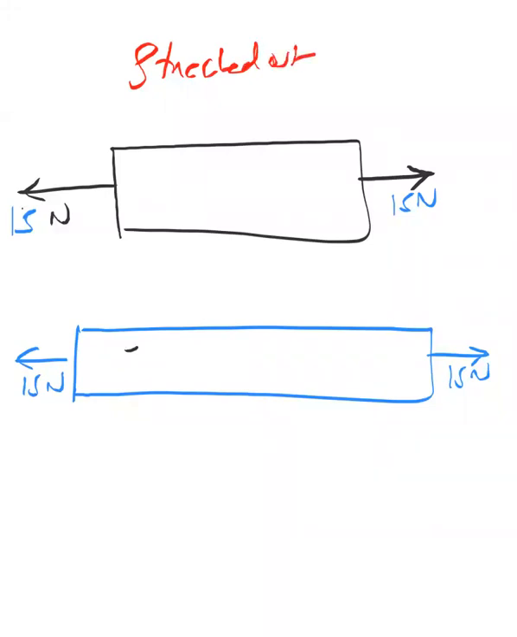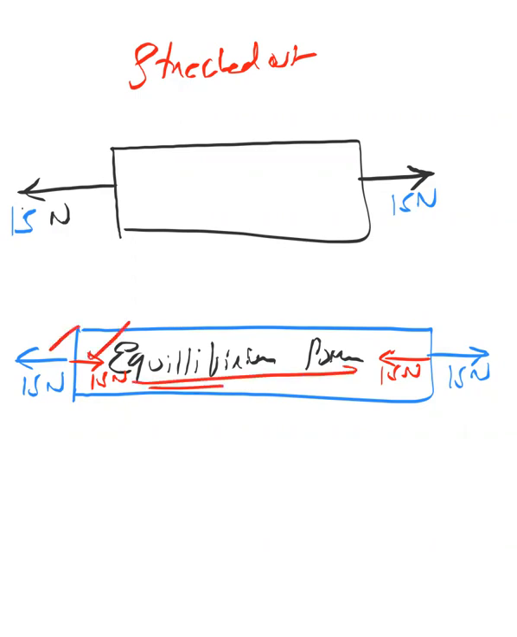Which position, dear students? Equilibrium position. In this position, there is still an internal force in the reverse direction, say 15 Newton. But the net of external and internal forces is zero. Therefore, it's in equilibrium position. It is not moving, but anyway, it has elongated by a certain length.